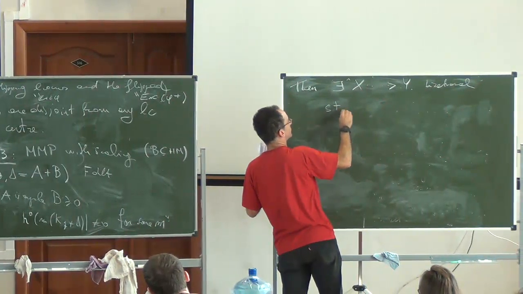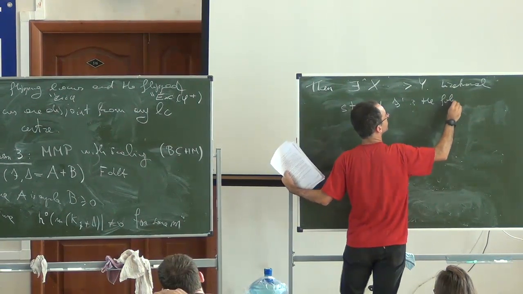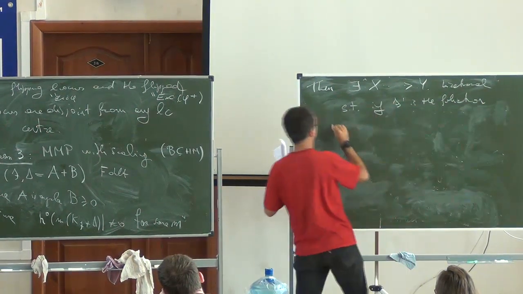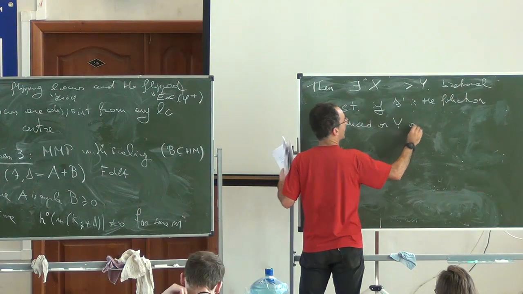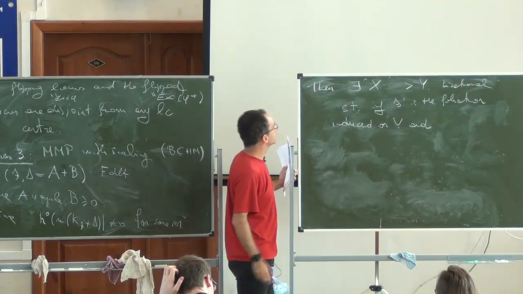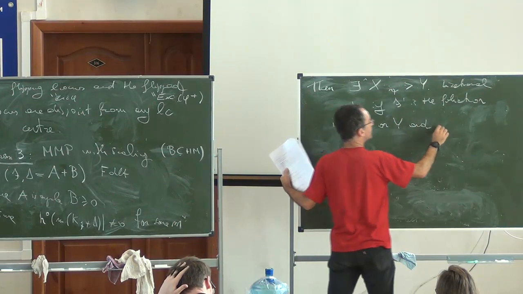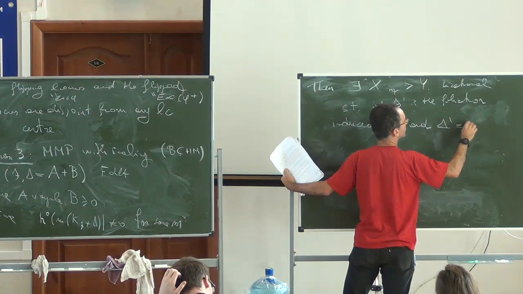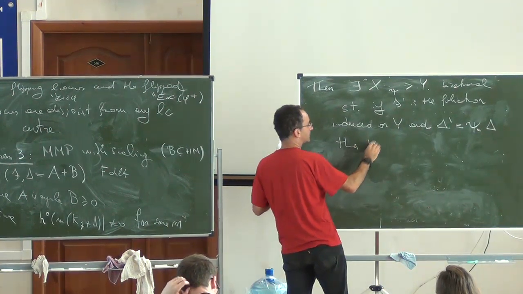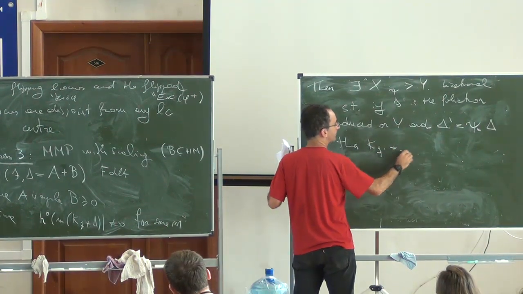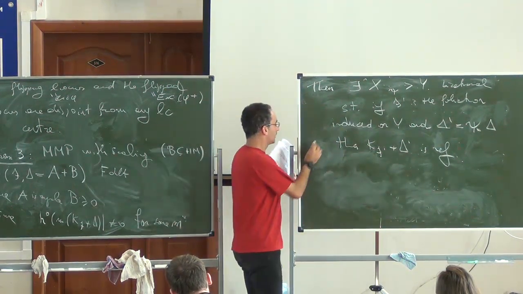such that if F' is the foliation on Y, and let me call the map ψ, and Δ' is equal to ψ_*(Δ), then K_F' + Δ' is nef. So in other words, we reach the end point.